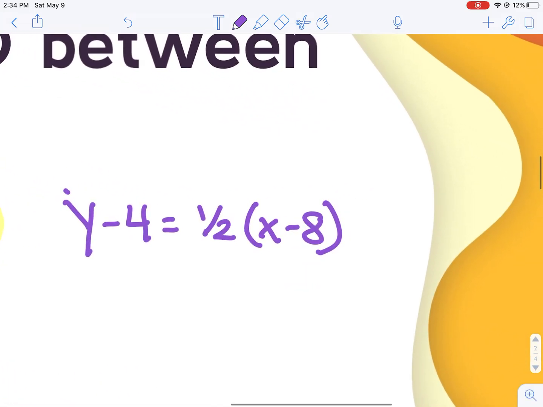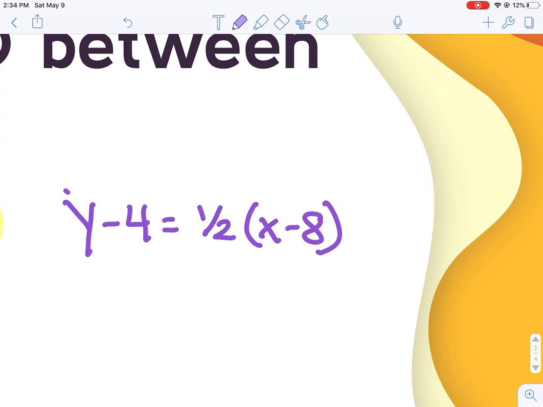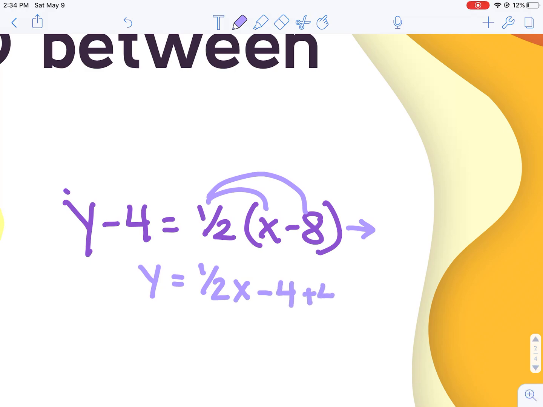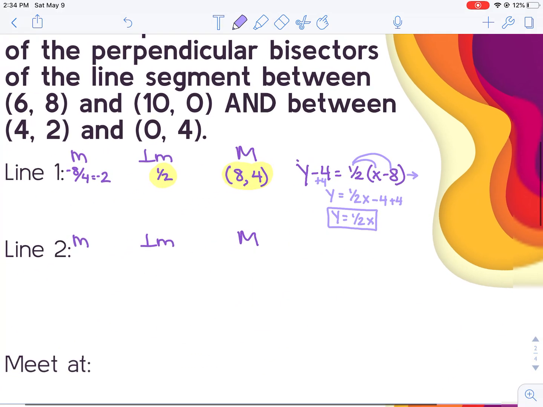I need to take this a step further now. Okay, so I'm going to go ahead and distribute and add the 4 over. So this equation will turn into y equals 1/2 x minus 4, but then I'm adding the 4 over from this side. So I really get y equals 1/2 x. And I'm going to hang on to that. That's the equation I'll come back to.